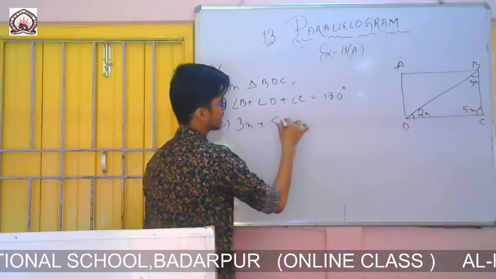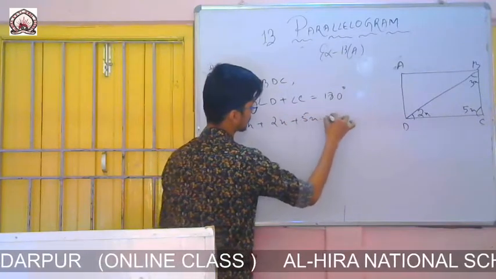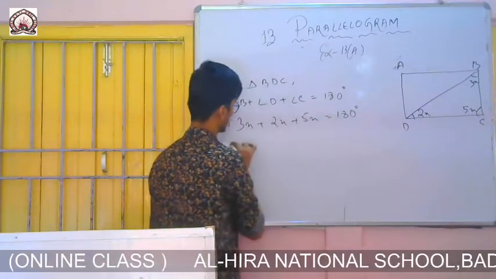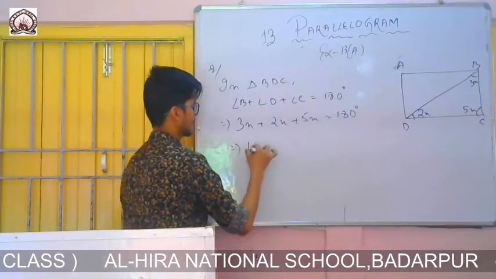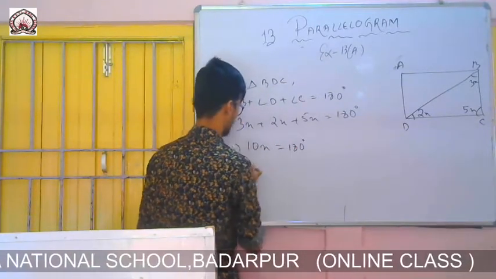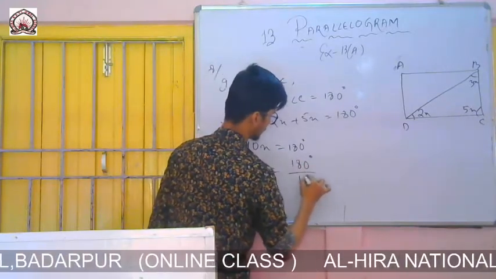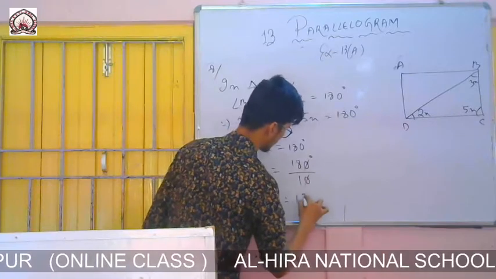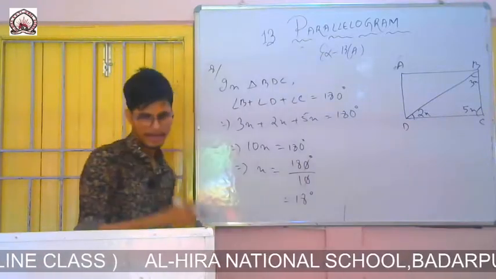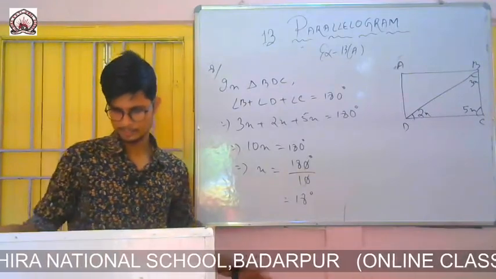3x plus 2x plus 5x equals 180 degrees. 3 plus 2 plus 5 is 10, so 10x equals 180 degrees. X equals 180 degrees by 10. Simplifying, the zero cancels, so the value of x is 18 degrees. So from this we can find the value of the other angles.